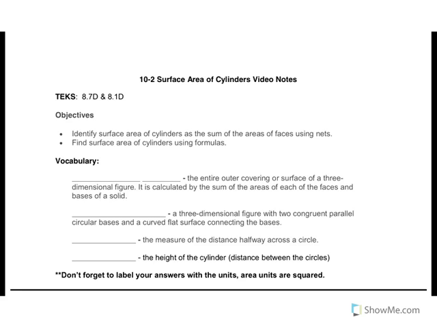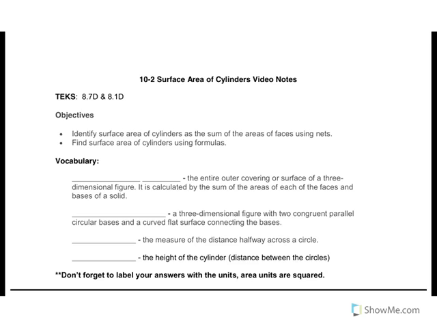Today's video is 10.2, surface area of cylinders. We have the TEKS listed and so are the objectives. The first thing we will do is identify the surface area of cylinders as the sum of the areas of faces, and we're going to use a net to show that. Then we will end with using the formula to find the surface area of a cylinder.